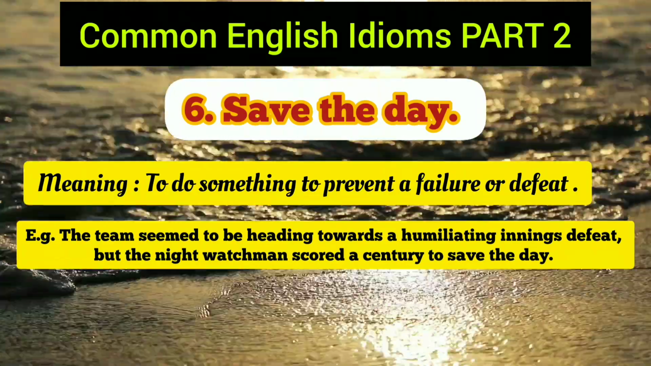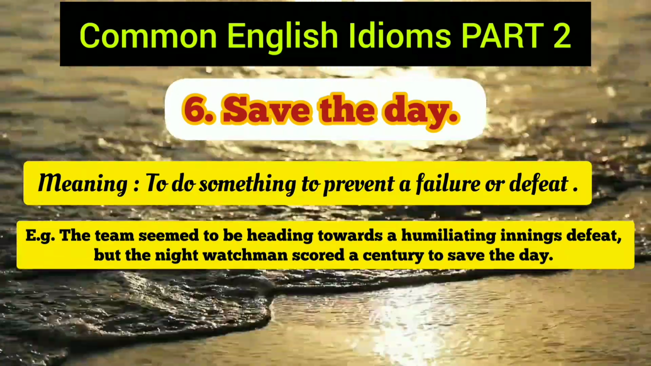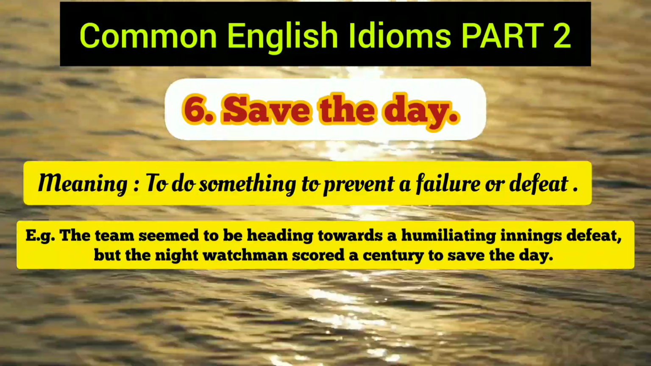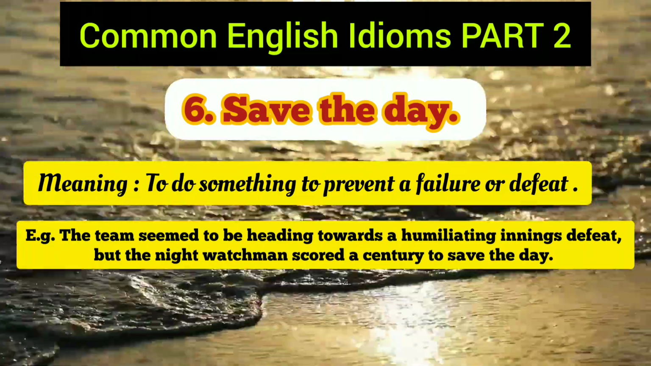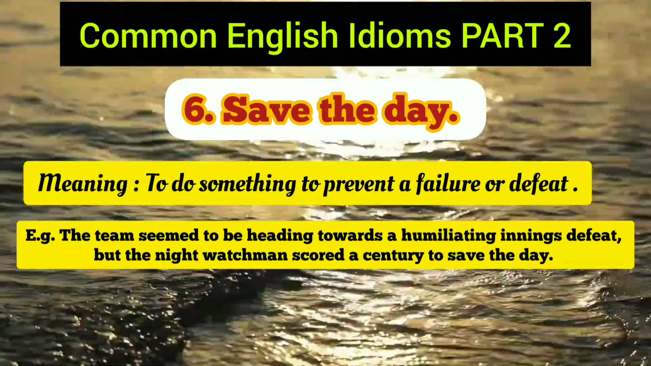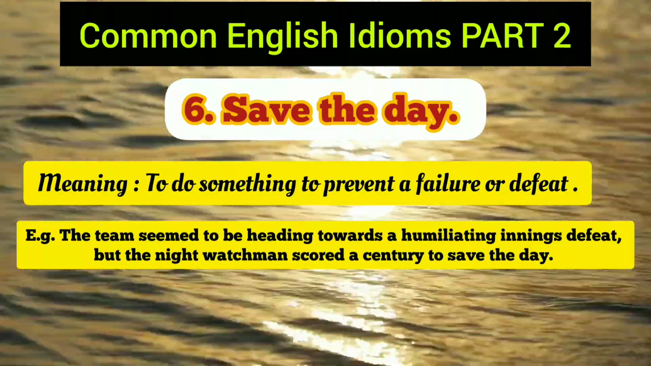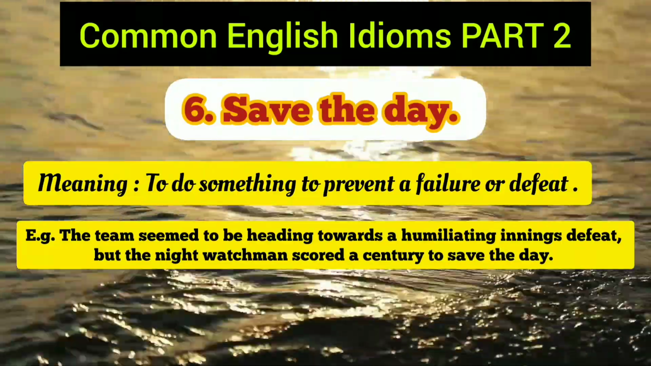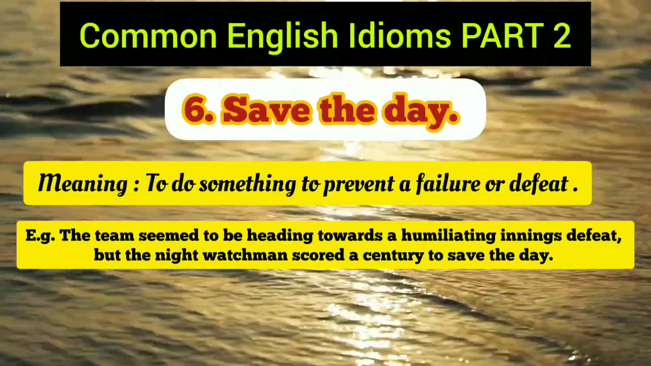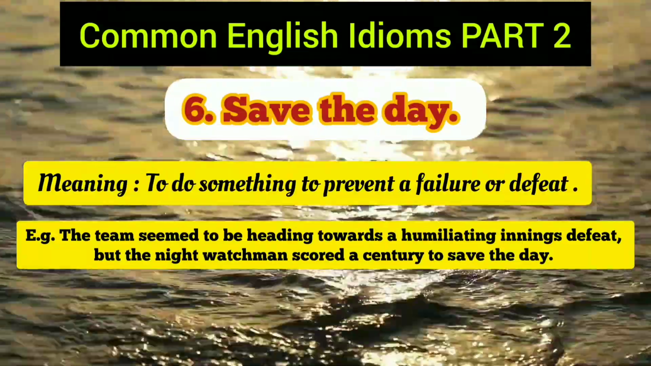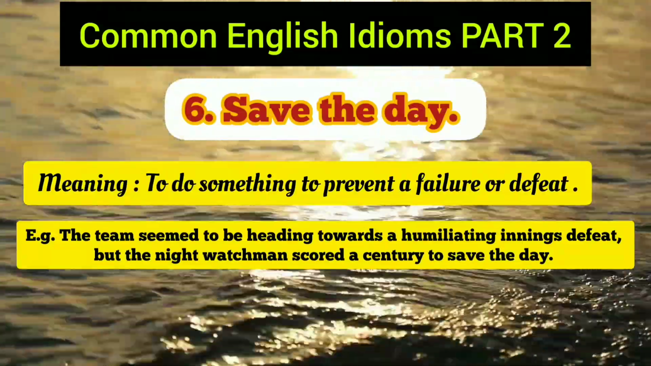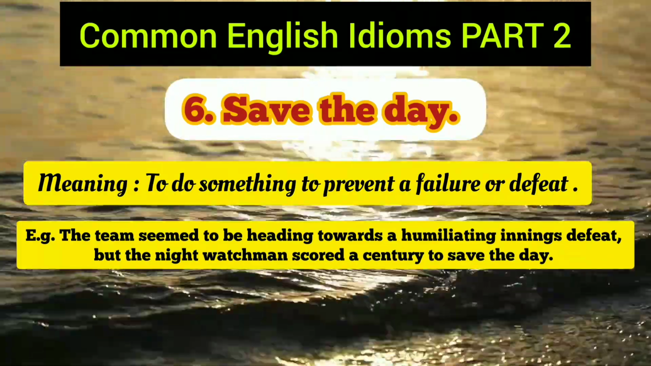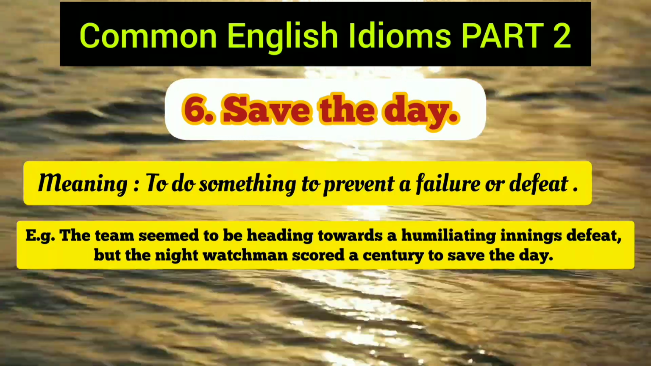As you see in the example, the team seemed to be heading towards a humiliating innings defeat, but the night watchman scored a century to save the day. I'm quite sure you are aware, if you know about cricket, that a night watchman is a batsman who comes before the normal batsman, maybe a lower order batsman who comes before. So this night watchman scored a century and saved the day. I hope it's clear. The night watchman saved the team from facing a humiliating innings defeat. So I hope it's crystal clear.